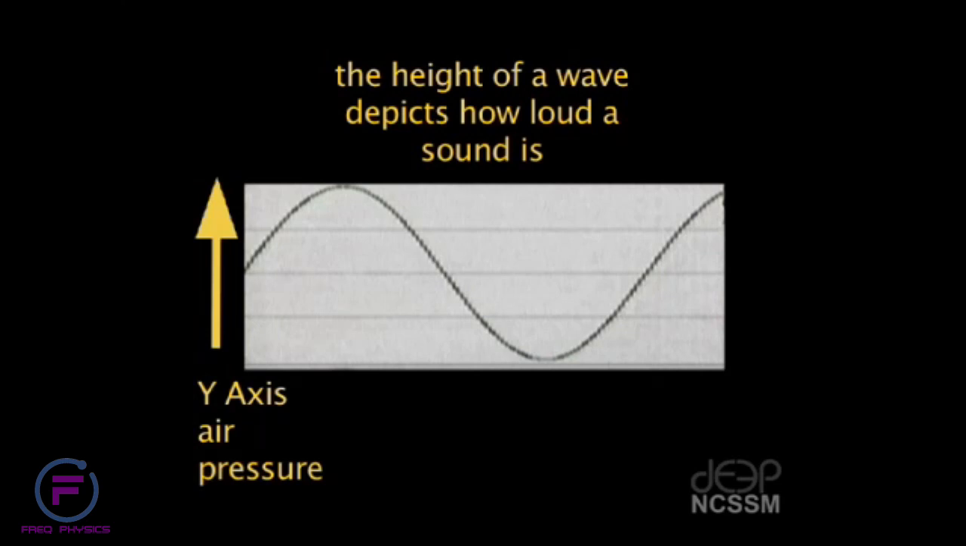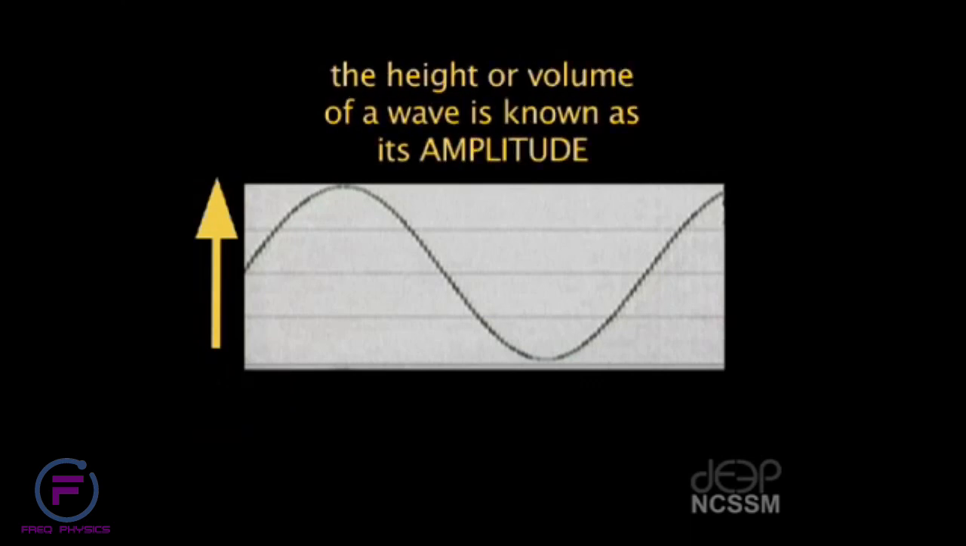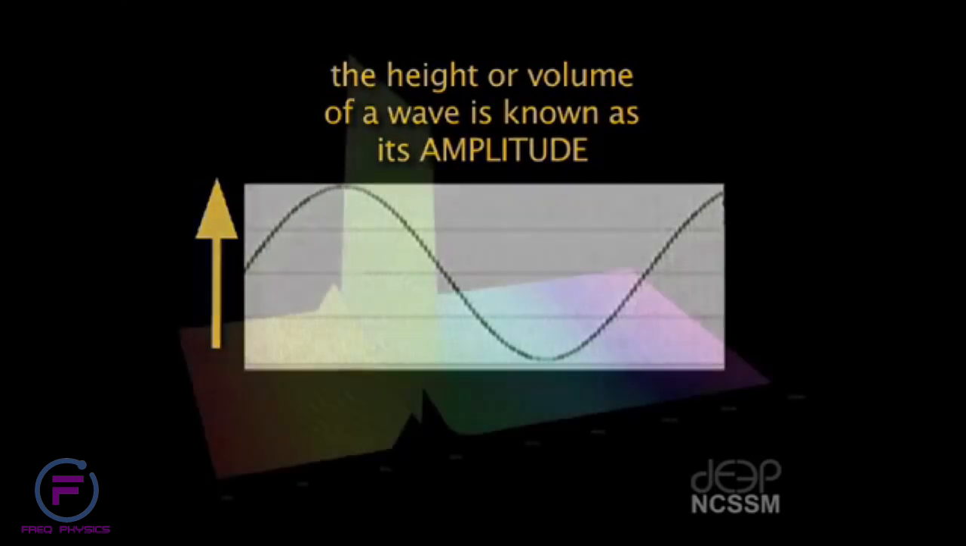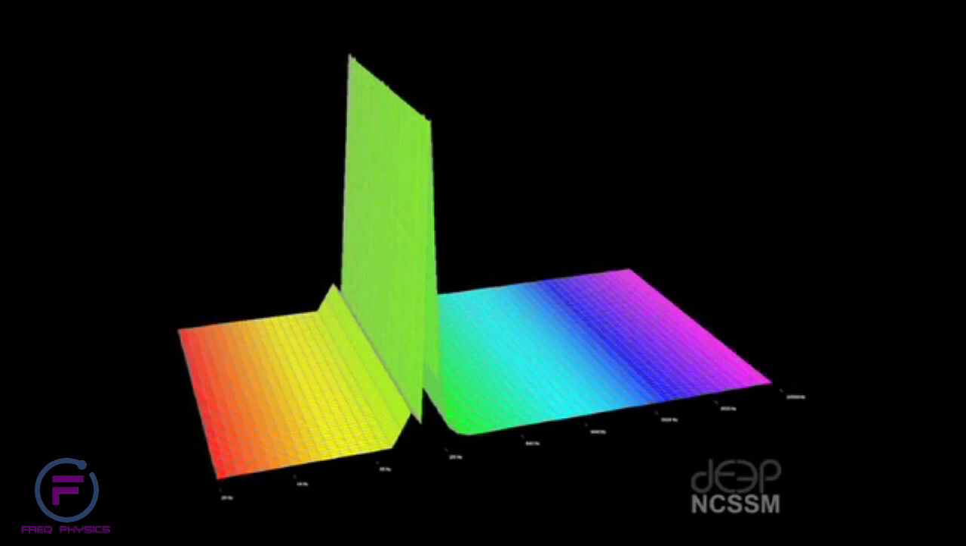Taller waves are louder, shorter waves are quieter. The height or volume of a wave is known as its amplitude. This part of a wave will become very important as we look at the unique qualities of the waves generated by different instruments. If we look at this sine wave in 3D, we see that the only frequency that is represented is 220. There is no amplitude at any other frequency.